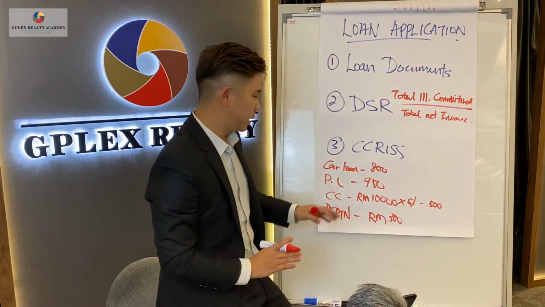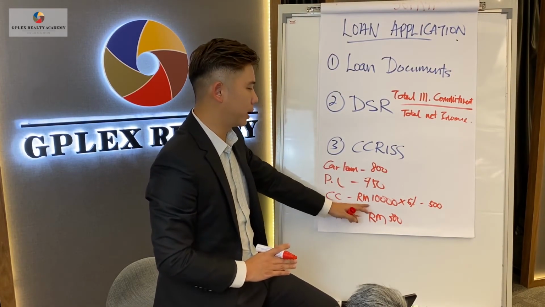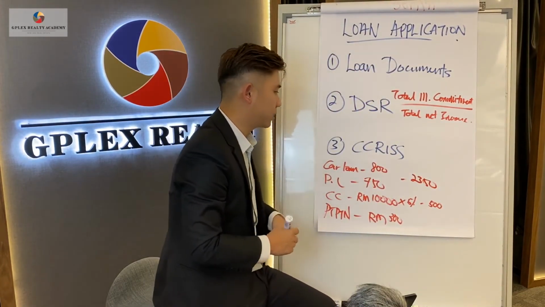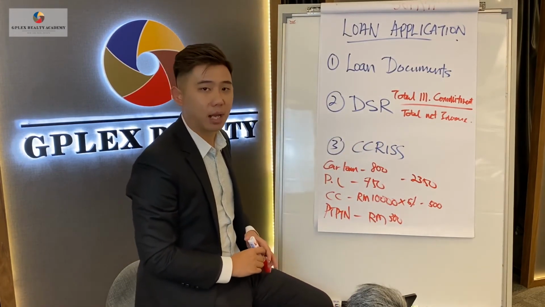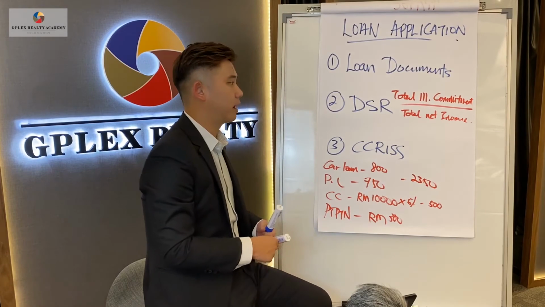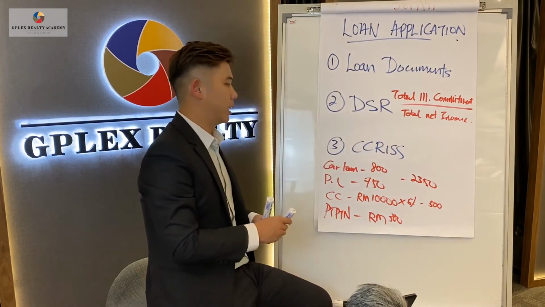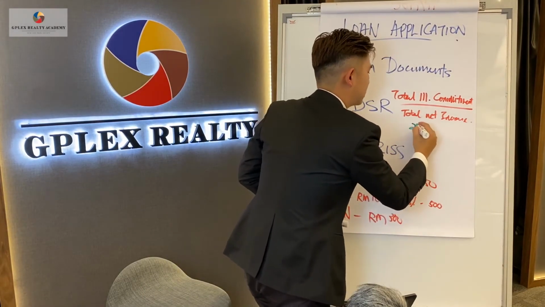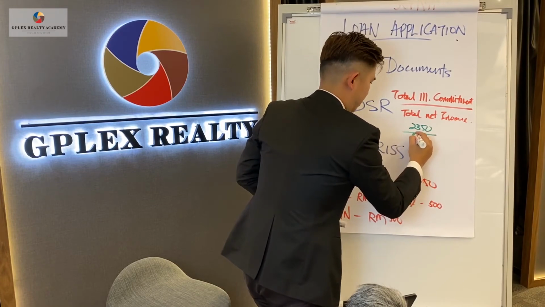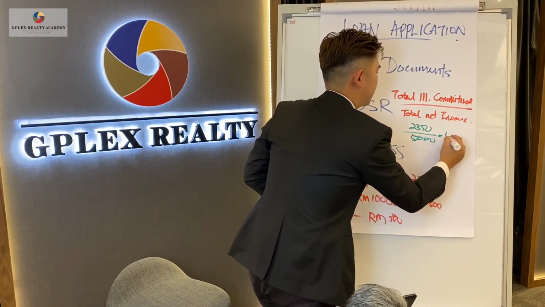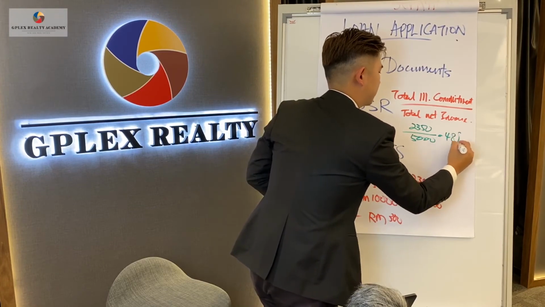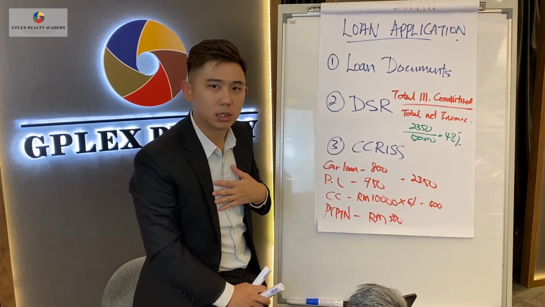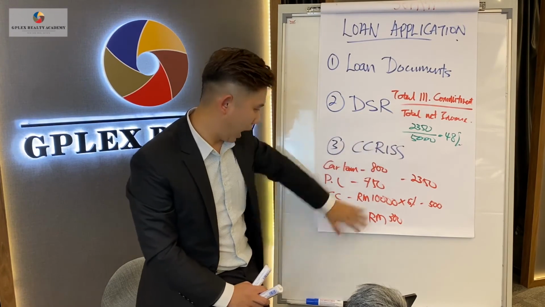All right. So here, my total commitment will be 2,350. If, let's say, my total income is 5,000, then how much is my DSR? 2,350 against my income of 5,000, so it's roughly 48%. Okay, it's roughly at 48%. So this is my DSR for current commitment.